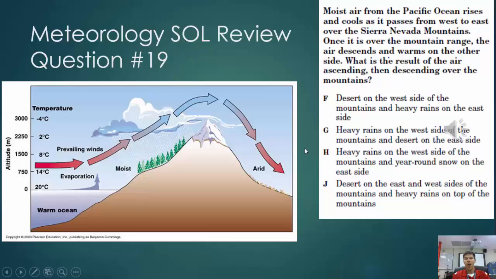Very likely. Are we going to have heavy rains on the west side of the mountain and year-round snow on the east side? A desert on the east and west side? No. So our best answer here is G, heavy rains on the west side of the mountain and a desert on the east side of the mountain. This is called a rain shadow desert.